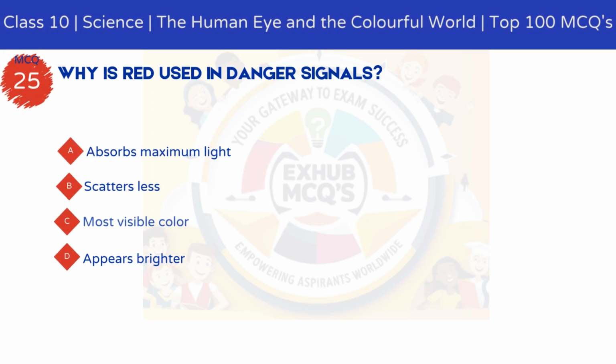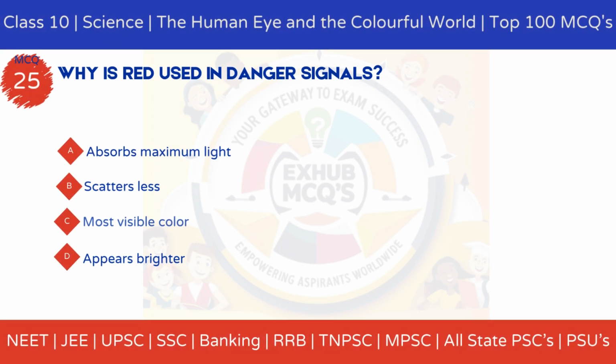MCQ 25. Why is red used in danger signals? Option A, absorbs maximum light. Option B, scatters less. Option C, most visible color. Option D, appears brighter.